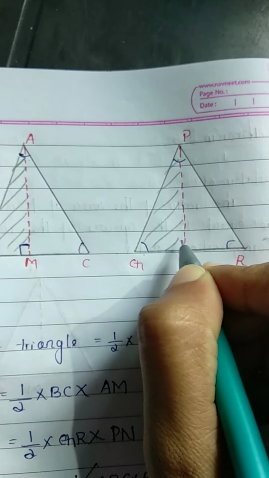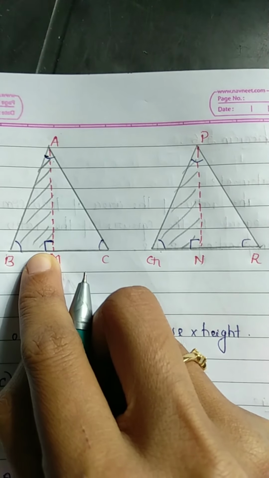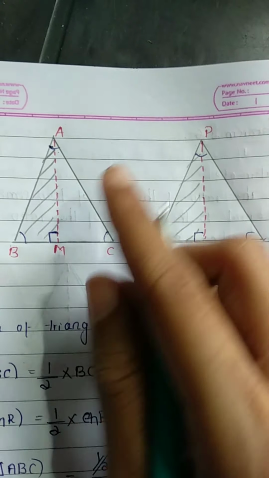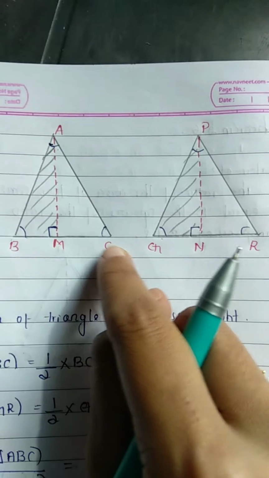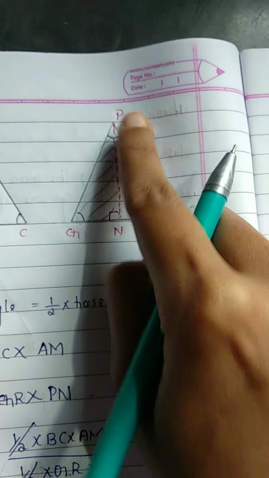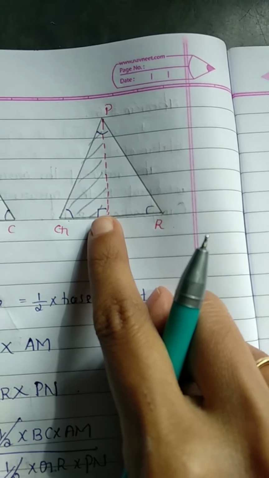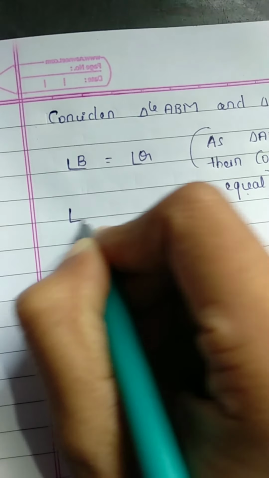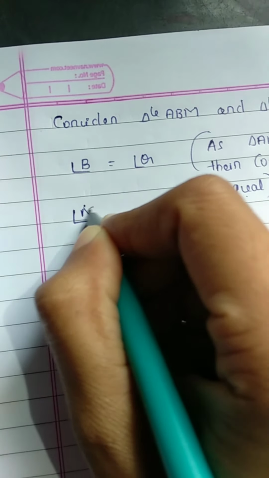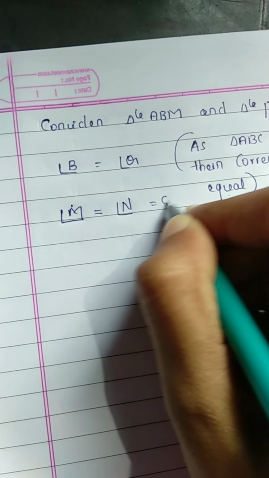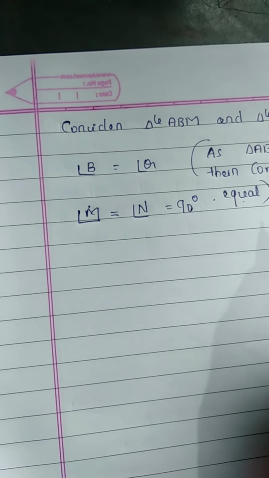After that, angle M equal to angle N. Both angles are equal to 90 degrees. Because AM is perpendicular to BC, therefore angle M equals 90 degrees. Here PN is perpendicular to QR, then angle N equals 90 degrees. So we write angle M equal to angle N equal to 90 degrees.